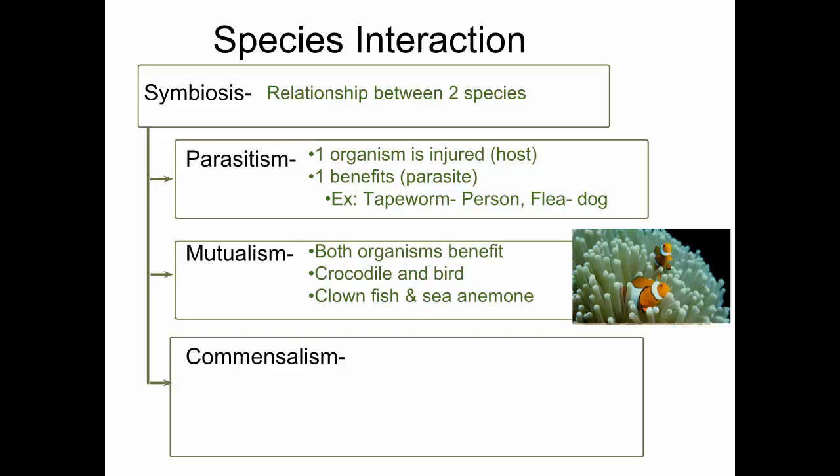Our last type of relationship here is called commensalism. This is one in which one of the organisms benefits and the other is really not affected either way. It's not hurt, it's not harmed, it just is neutral.